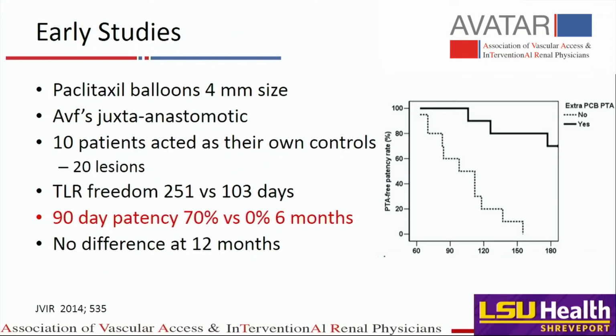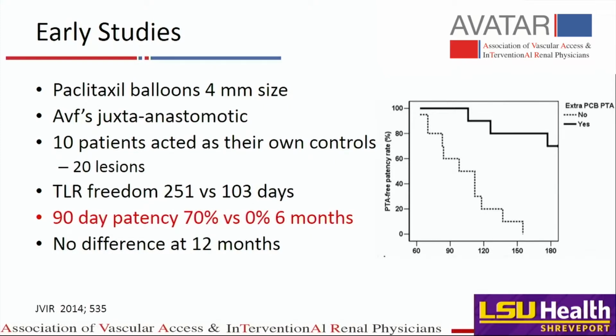So if you look at some of the earlier studies, they were really encouraging. In this particular study, they used an arterial balloon in a juxta-anastomotic area where the stenosis or the vein size is small. A 4 millimeter balloon in that area had almost 100% primary patency at 90 days, compared to about 50 to 60% primary patency when you did not use a drug-coated balloon.